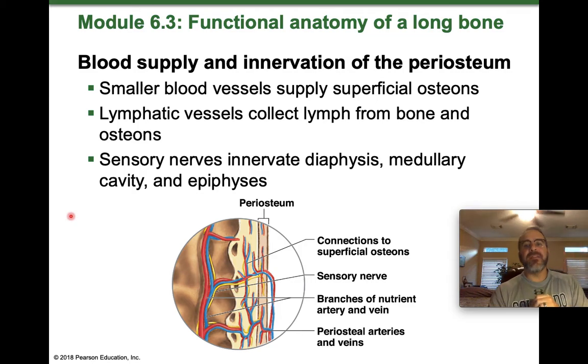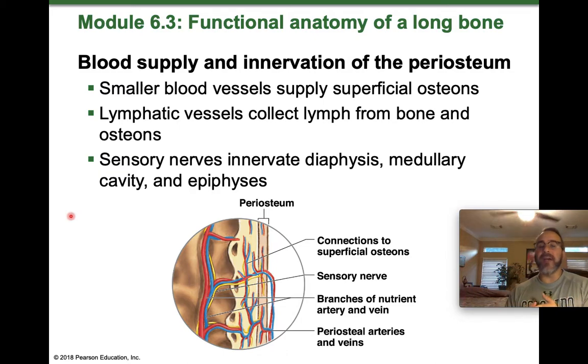bone. And this connective tissue is called the periosteum. Okay, whenever you see peri, think of around. Osteo means bone, so it means around the bone. So this connective tissue called the periosteum is also going to be highly innervated because it's connective tissue. So remember I said connective tissue is highly vascular. So it has all of these little blood vessels in it. And they're going to supply what we call the superficial osteons with their blood supply.